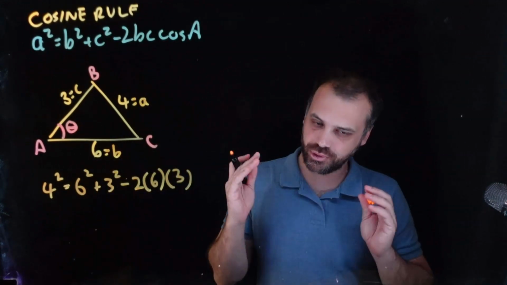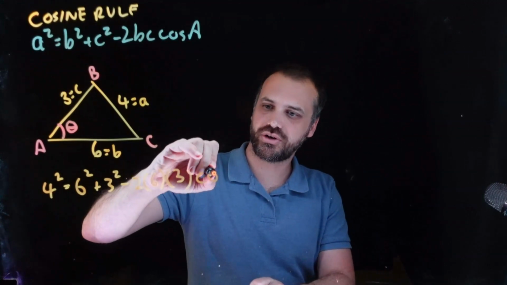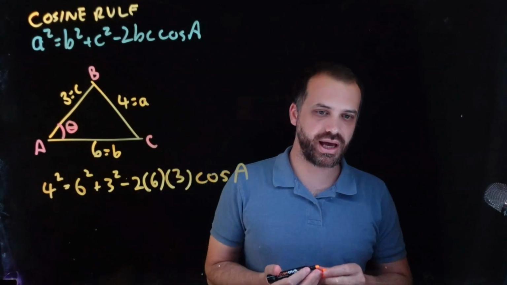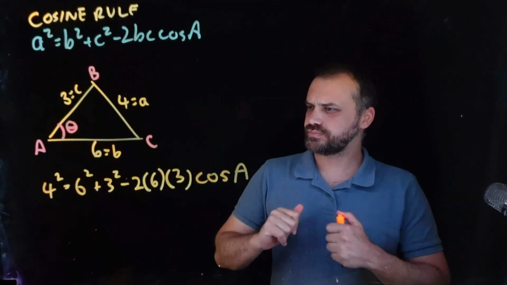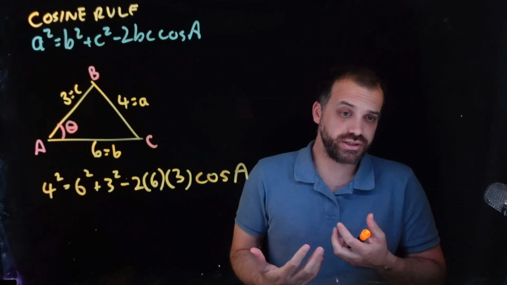I really like subbing those in brackets. I think it's a very good idea. And then we have cos whatever our angle is. We don't know what our angle is. We'll just call it A. Okay. Again, this is rearranging this. Students can find this a little bit tricky.